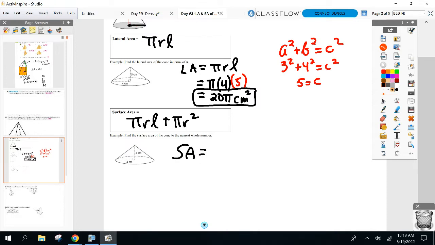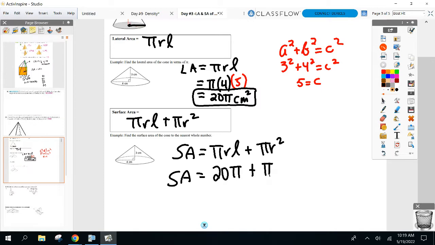Same cone, but now I just want it rounded to the nearest whole number. So we already did the hard work, the lateral area. That's 20 pi. No Pythagorean theorem needed again. I just used 4 squared. So I'll let you guys punch away on the calculator and see what you got for the nearest whole number.